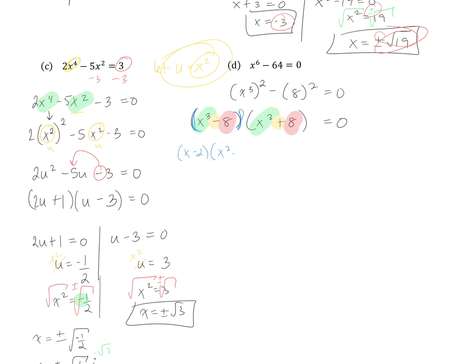So x minus 2 times x squared plus 2x plus 4. And then the other one I'll do in red. That'll be x plus 2 times x squared minus 2x plus 4. Very similar, just a difference in signs.